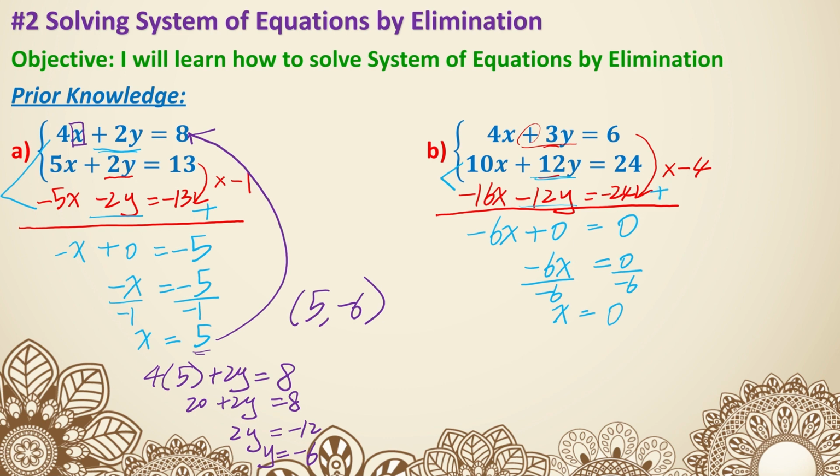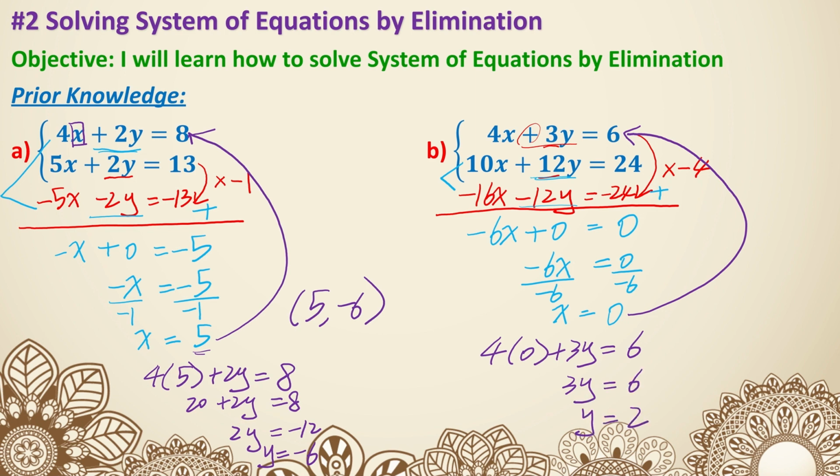Then we can put it back into an equation. Just keep solving. 4 times 0 plus 3y equals 6. So 0 plus 3y equals 6, which means 3y equals 6, and y equals 2. Final answer, 0, 2. So that's what we learned yesterday. We either multiply an equation by a -1, or we can multiply an equation by just a number or a negative number. So today is going to get more complicated, where we may actually need to change both equations for them to eliminate with each other.